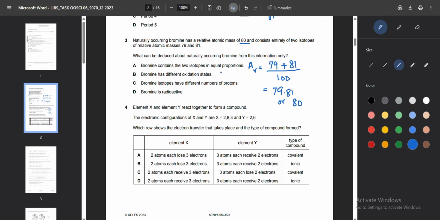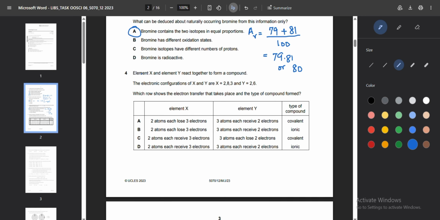So we just assumed that both these isotopes are present in equal amounts, they have the same abundances. So the first option is that bromine contains two isotopes in equal proportions. So that makes our first option A correct. A is the correct option.